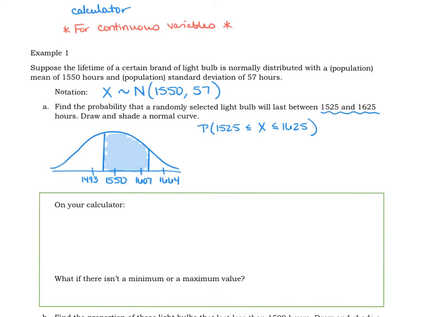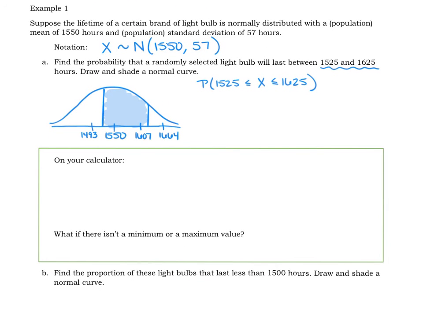1,625 hours. Okay, so what we're going to do on our calculator is use a function called normal CDF. Now, just for a second here, I'm going to start writing in the box down below. Okay, so we want to find the command normal CDF. A lot of you found this whenever you looked for binomial CDF and binomial PDF. You accidentally had picked the wrong one.